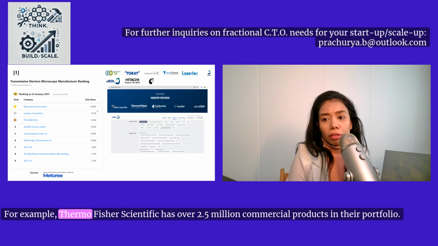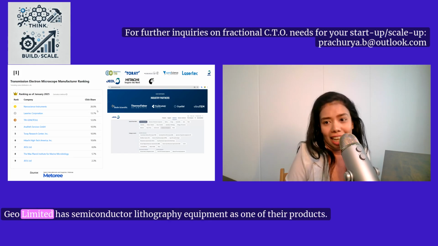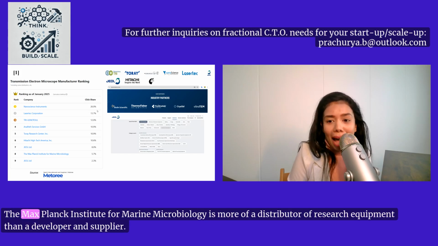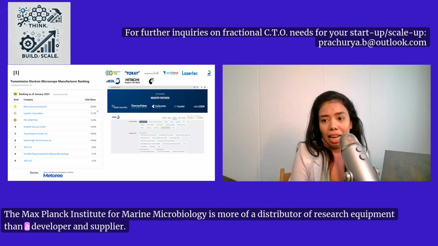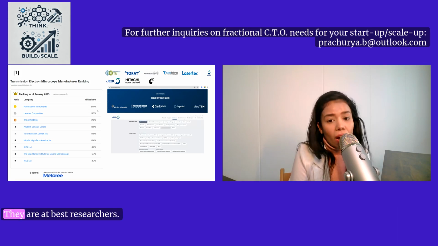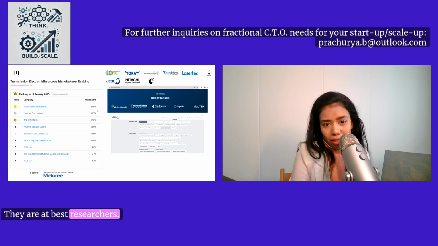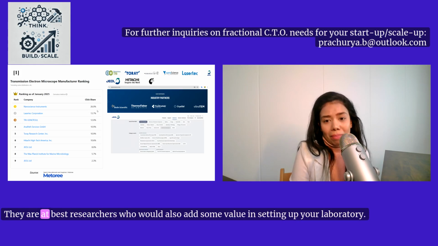For example, Thermo Fisher Scientific has over 2.5 million commercial products in their portfolio. Geo Limited has semiconductor lithography equipment as one of their products. The Max Planck Institute for Marine Microbiology is more of a distributor of research equipment than a developer and supplier. They are at best researchers. I'm talking about Max Planck. They are at best researchers who would also add some value in setting up your laboratory.